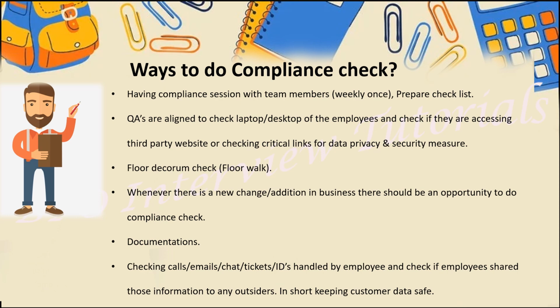QAs are aligned to check the laptop or desktop of the employee and check if they are accessing third party websites or checking critical links. This is done to check the data privacy and security measures, which we guys already know. They will check the system, they will check the history, the emails we send, everything will get checked. If those are done as per the policy, it's completely fine. If they are against the policy, for sure there will be consequences.